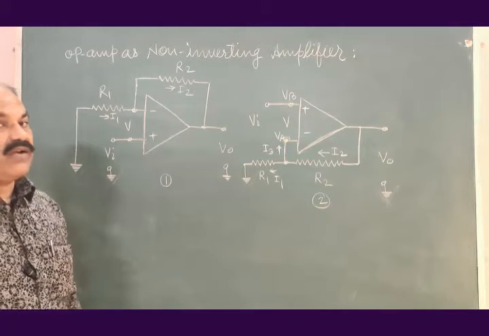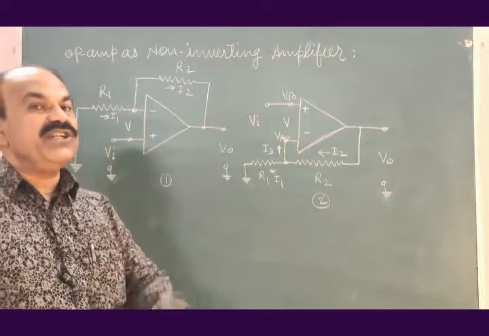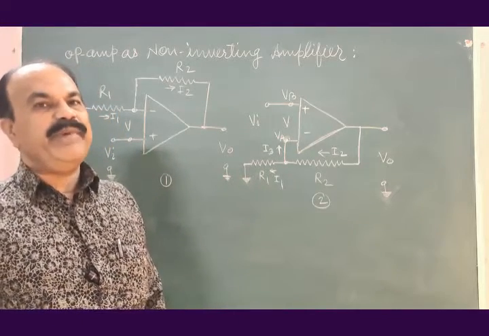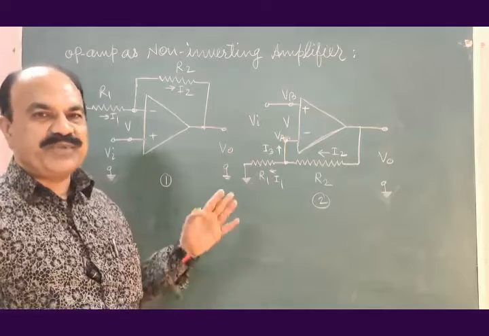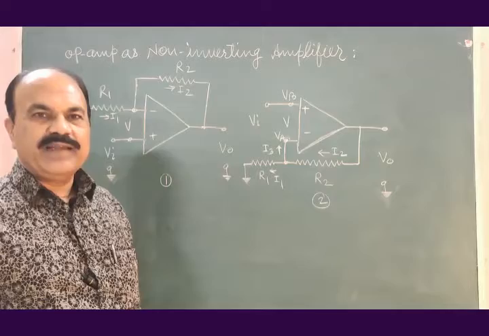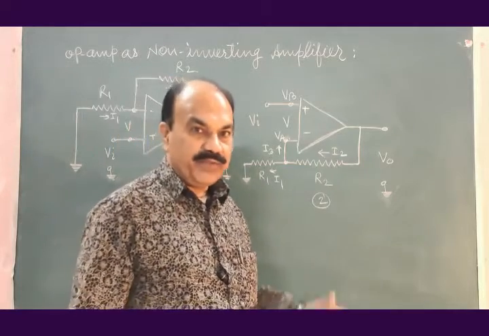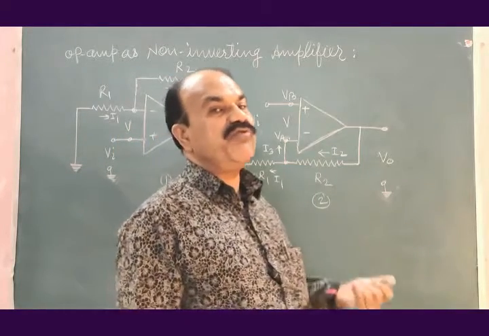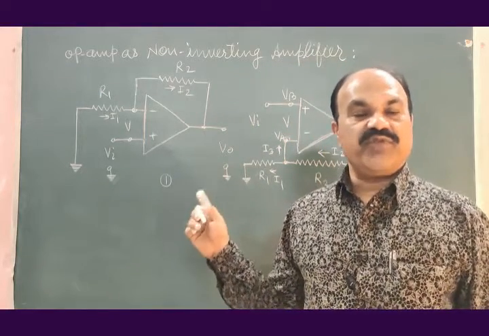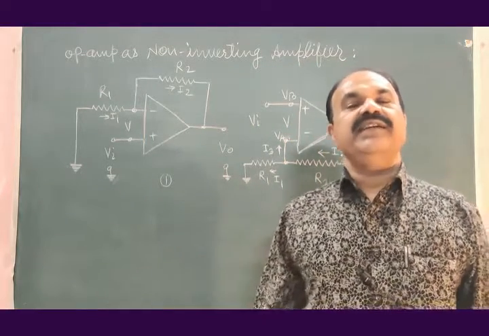The feedback loop is present between the inverting input and output. The feedback loop is not present in the non-inverting input. Feedback is in both the figures. It is not provided to the non-inverting input. It is provided to the inverting input.